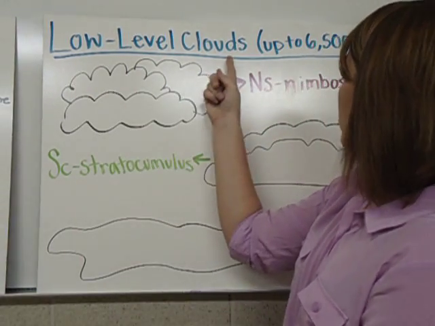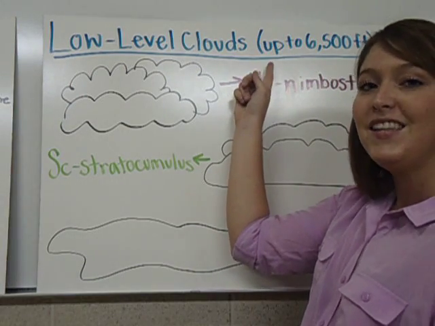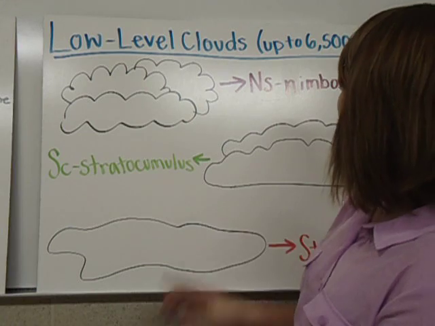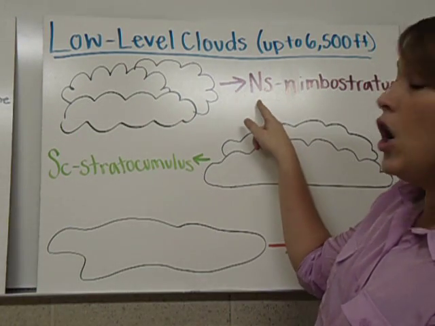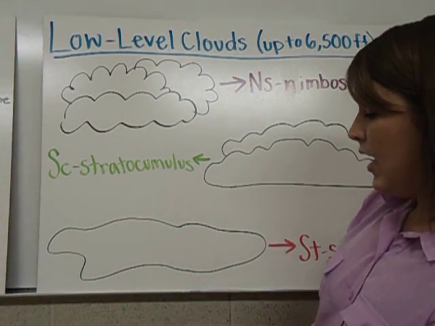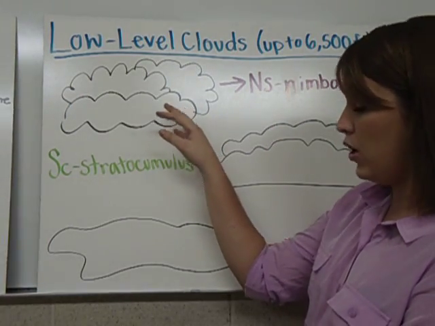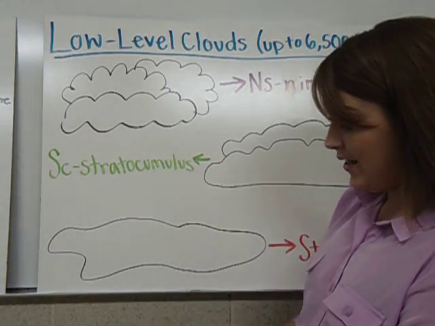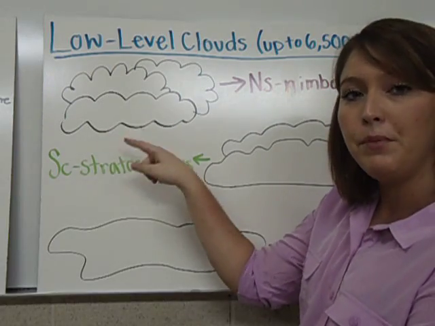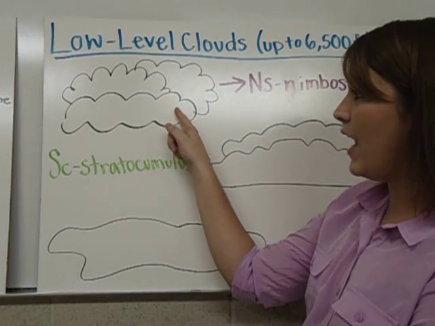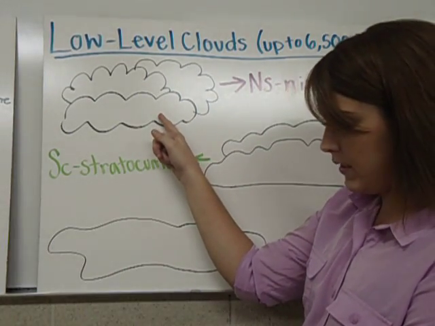So these are low level clouds, which have a base that starts up to 6,500 feet. First we have the nimbostratus cloud with the abbreviation NS. This cloud is a dark, wet-looking cloud made up of layers. It's often associated with falling precipitation. So not all clouds will produce precipitation, but this specific cloud is known for falling precipitation.